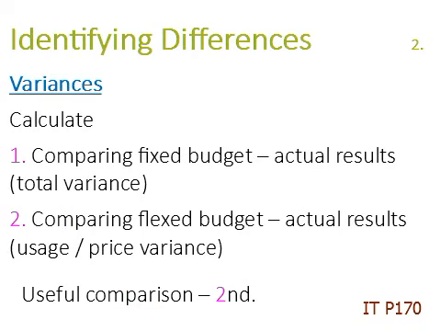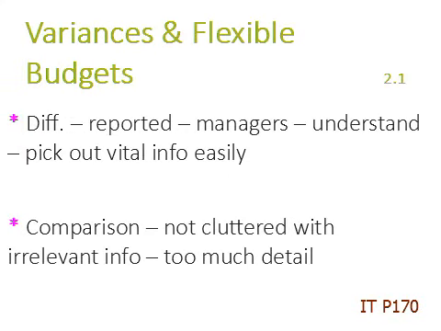2. Variances can be calculated by either 1. Comparing the fixed budget with the actual results, which is total variance. Or 2. Comparing the flexed budget with the actual results, which is usage or price variance. For a useful comparison, the second type of variance calculation can be used. The differences or variances should be reported in such a way that managers can understand them and can pick out the vital information easily. The comparisons should not be cluttered with irrelevant information or with too much detail.